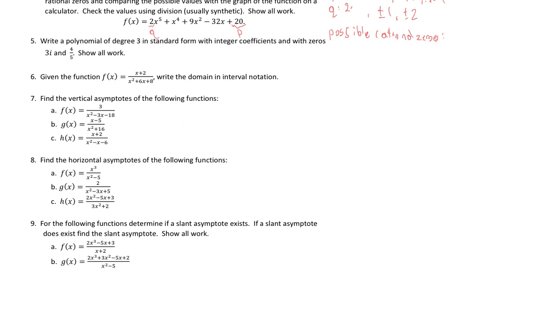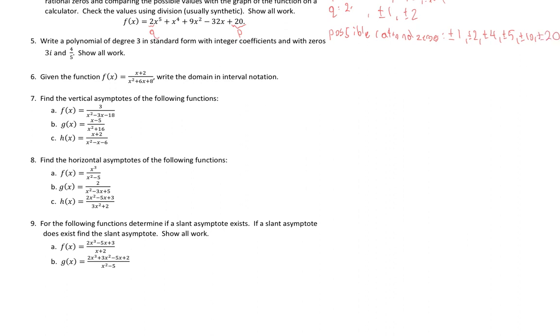So it's going to be 1 plus or minus 1 over 1. I'll do all my P's over 1, so plus or minus 2, plus or minus 4, plus or minus 5, because everything divided by 1 is itself. We want to do plus and minus 20.